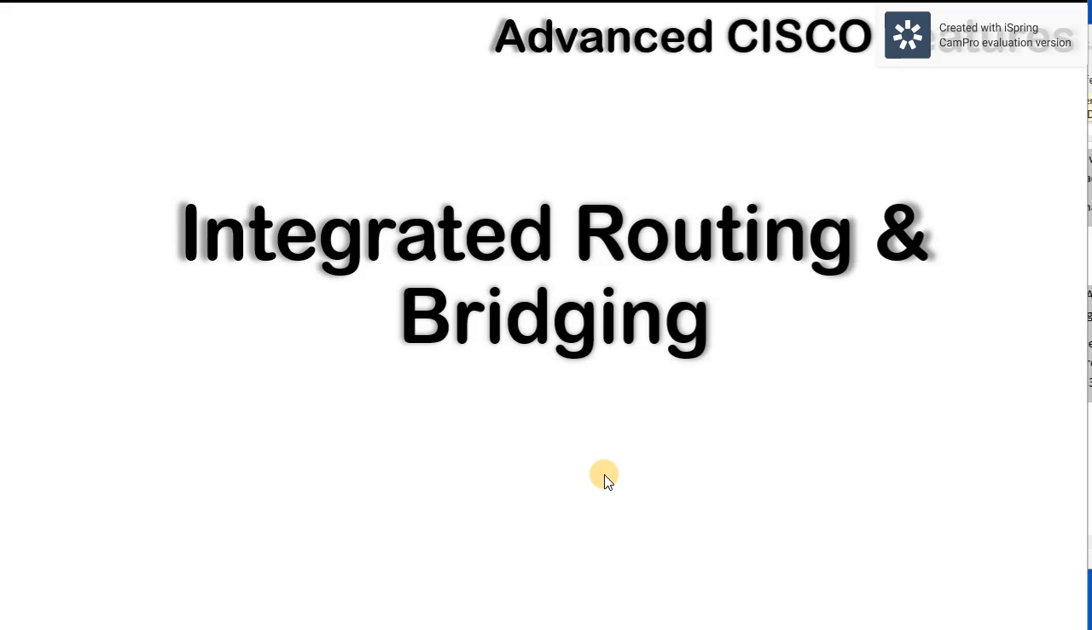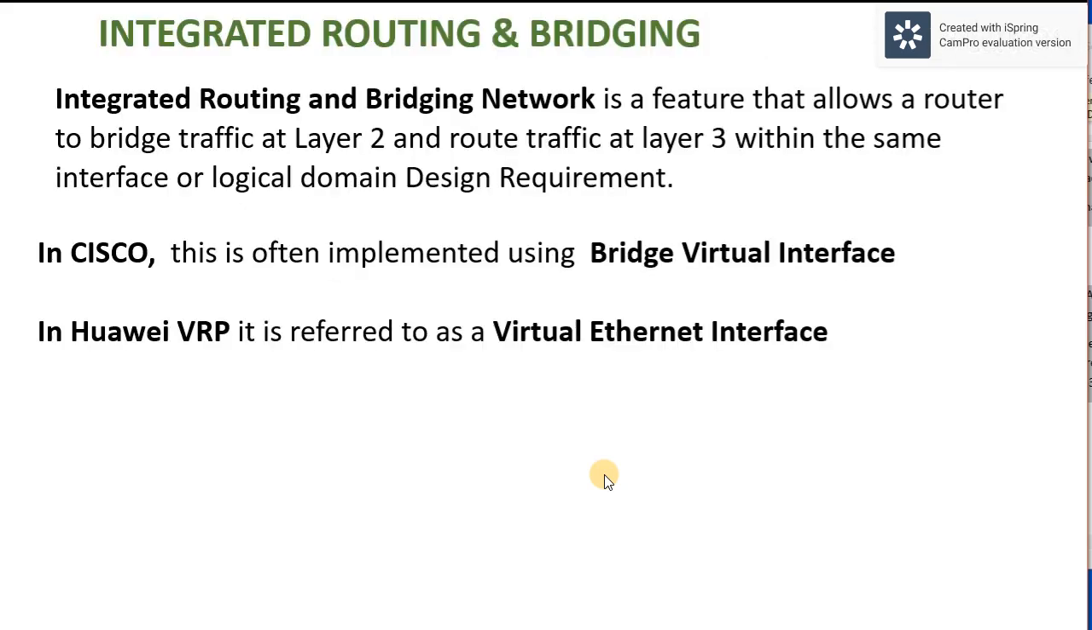Welcome. In this video, we will explore an industry standard networking concept known as integrated routing and bridging. IRB enables a router or a switch to perform both layer 2 bridging and layer 3 routing on a single logical interface. Cisco implements this using a bridge virtual interface or BVI. Huawei uses virtual Ethernet interfaces. While the terminology differs, the functionality remains the same.